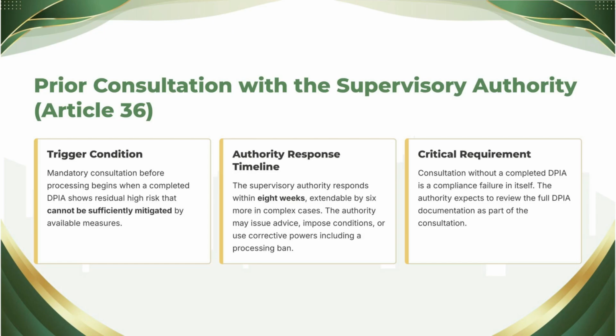Step back and admire the completed structure of this chapter. Principles demand proof. Design builds protection in. Defaults guard the passive. The RoPA maps everything. Cooperation channels it to regulators. DPIAs interrogate the risky. And consultation escalates the unresolved. That is accountability, not a document, a system. And you now know how to build it.